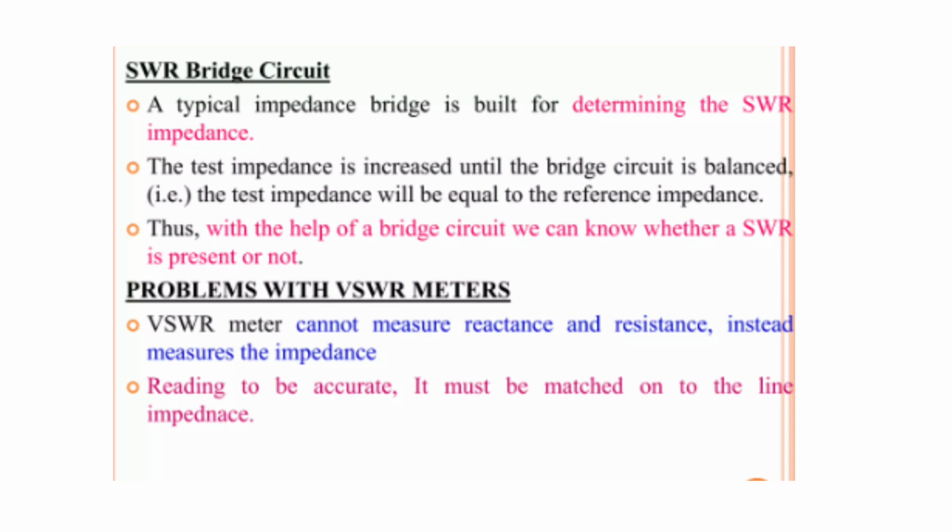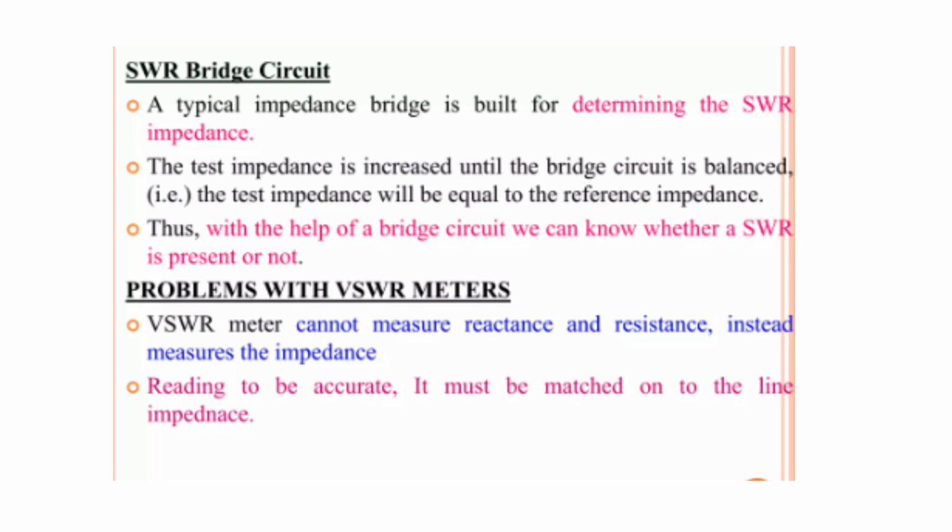And the next one is the SWR bridge circuit. A typical impedance bridge is built for determining the SWR impedance. The test impedance is increased until the bridge circuit is balanced. The test impedance will then be equal to the reference impedance. Thus, with the help of the bridge circuit, we can know whether SWR is present or not.